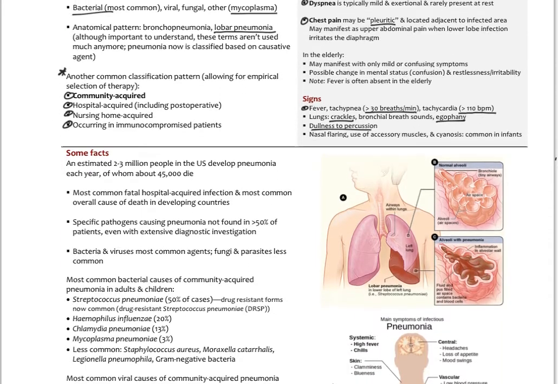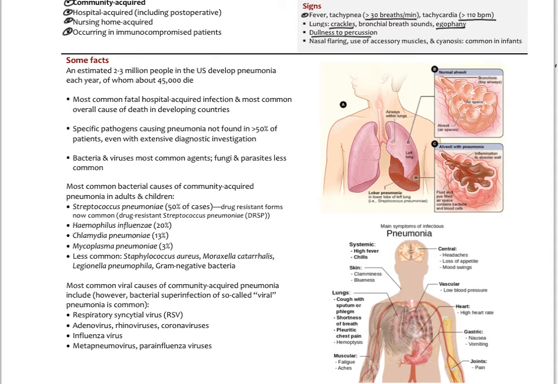Some facts: an estimated 2 to 3 million people in the U.S. develop pneumonia each year, and about 45,000 die from pneumonia. So this is often the illness that a lot of elderly patients die from immediately, but they might have other health issues, heart failure, cancer and whatnot, and it's the pneumonia that actually is the final thing that they die from. It's the most common fatal hospital-acquired infection and most common overall cause of death in developing countries. The specific pathogens causing pneumonia are not found in over 50% of patients.